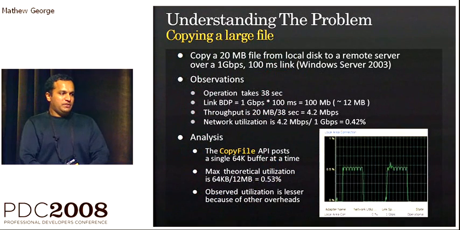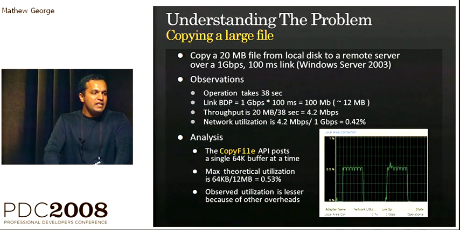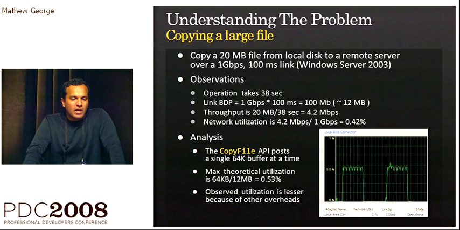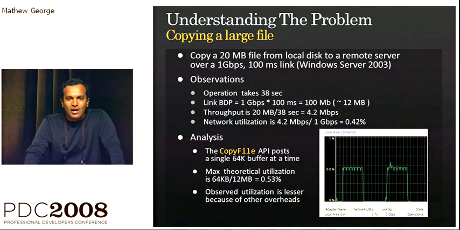Let's take a look at two problems. First, copying a large file, which I talked about earlier. This is a 20 MB file copy over a 100 millisecond, 1 gigabit link. This was done on Windows 2003 because we have done optimization since then, so this is just to get a feel of what it is to do this on Windows 2003. It takes about 38 seconds to do the copy. The link bandwidth delay product is about 12 megabytes, that's the product of 1 gigabit per second and 100 milliseconds. The throughput, 20 megabytes divided by 38 seconds, is about 4.2 megabits per second. As you can clearly see, the utilization is pretty bad.